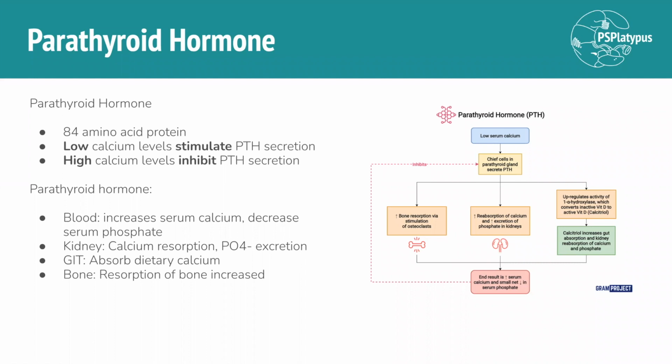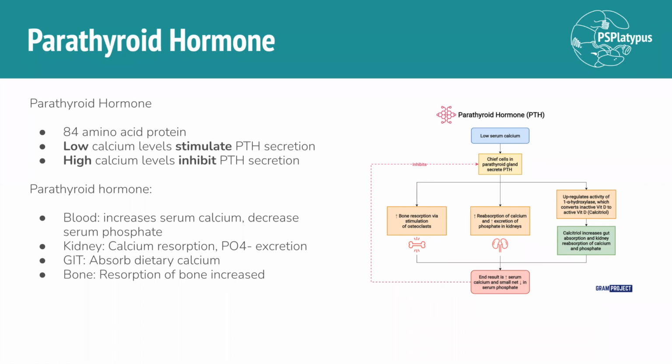Parathyroid hormone is an 84 amino acid protein hormone. It acts to increase serum calcium levels when low calcium levels are detected by our chief cells, which results in the secretion of parathyroid hormone. The secretion of parathyroid hormone is inhibited in the presence of high calcium levels. How exactly does parathyroid hormone go about this?